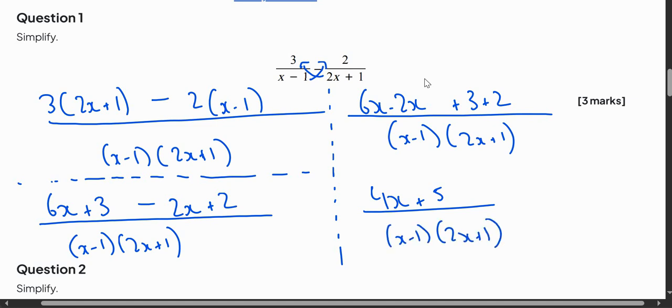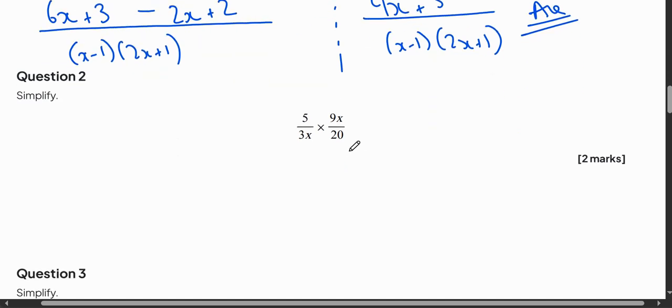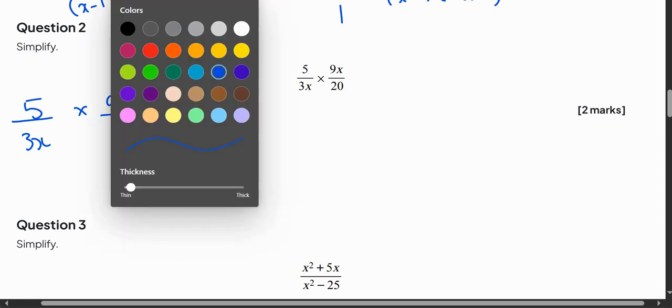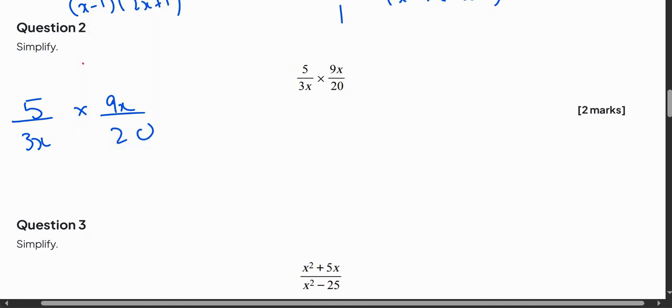If you want, you guys can expand this bracket and write it as your answer, but if you want to write it just like this is also sufficient. Now we have this question in which we have to simplify. So look guys, whenever you have a question like this, for example 5 upon 3x multiplied by 9x upon 20, my advice to you guys is that simplify it right now.